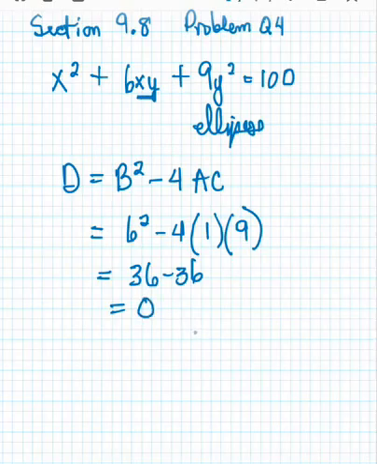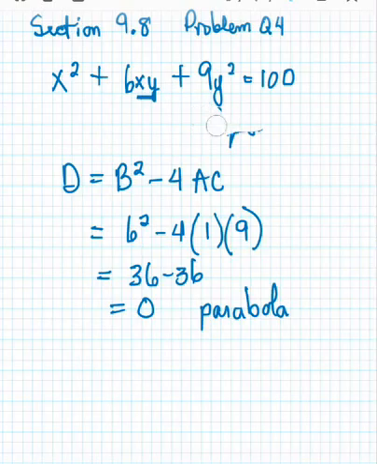Discriminant is 0, and so then according to Dr. Forrester, this should be a parabola, which is not true. So if you feel like screaming and pulling your hair out right now, go ahead. I'm with you. So let me show you why this is not a parabola real quick.